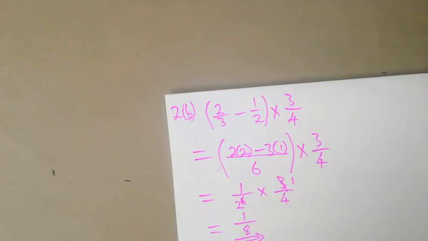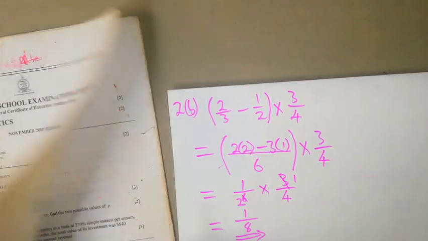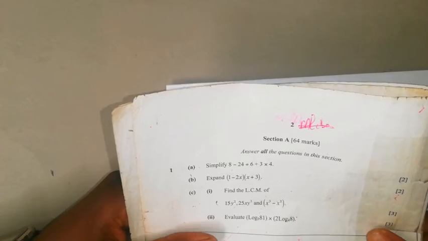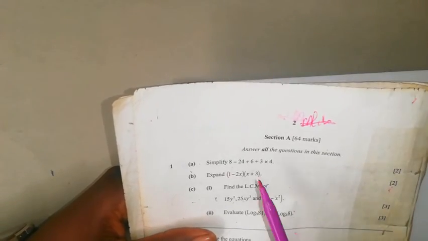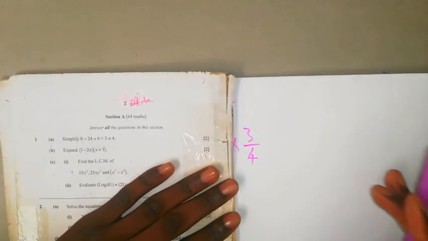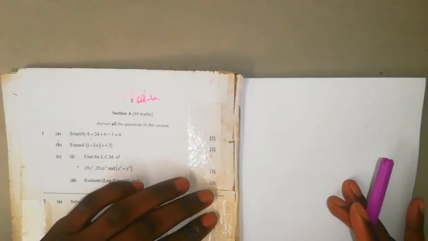These are questions for what? For practice. So let me take you to the last BODMAS task, which is not in the form of fractions. I'm going to give you November 2009. That is the first question there. It reads, simplify 8 minus 24 divided by 6 plus 3 times 4. So I want us to do that one. Let's try to apply the BODMAS concept there.